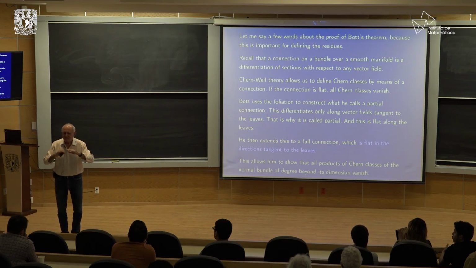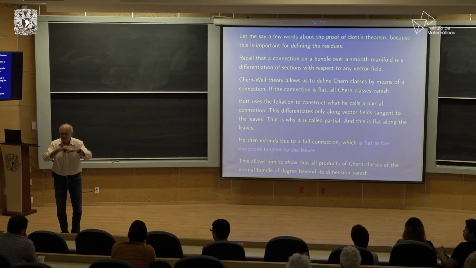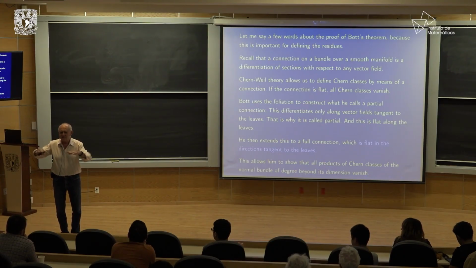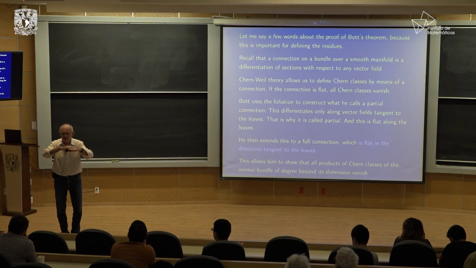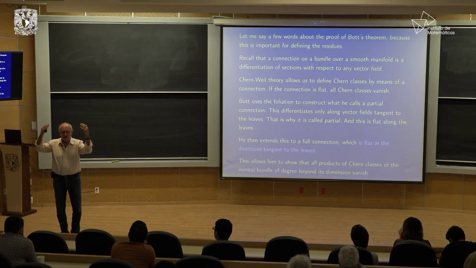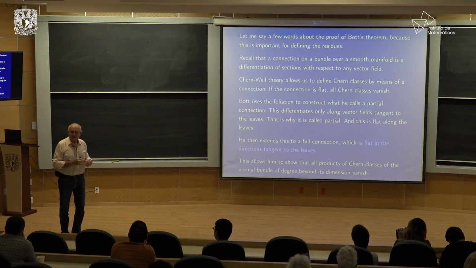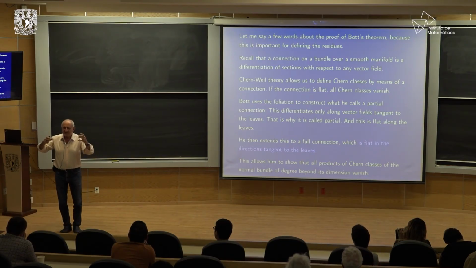Sorry. Well, yes, that's correct. And then he extends, but that's only for when you consider derivations along vector fields tangent to the leaves, not in all directions. Only when you consider derivations along the leaves, you have this connection that he calls a partial connection, because it's only defined in that direction. But then he shows that this extends to a global connection, which is flat in the direction of the leaves. So that implies the vanishing of some cohomology classes of high degree. And that's the idea of why all the combinations of Chern numbers of the normal bundle above the codimension vanish, because you have this flat partial connection.